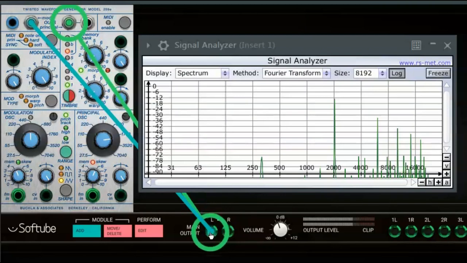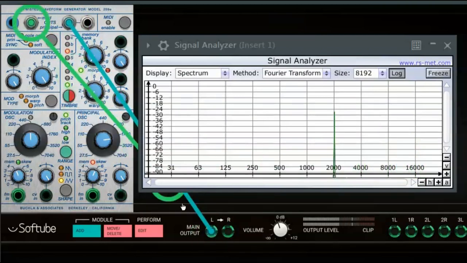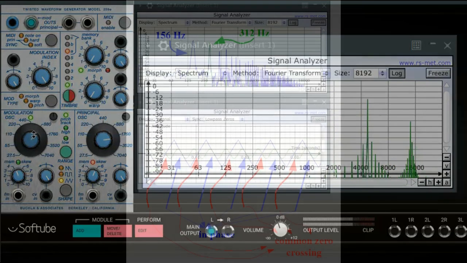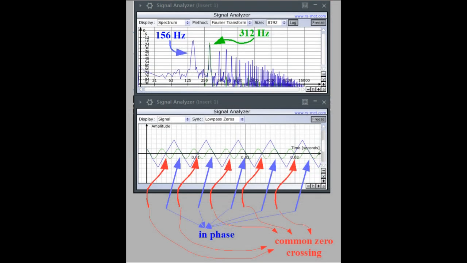Above the 440 Hz position, the modulation oscillator runs at a higher frequency than the principal oscillator, but follows all movements of the principal oscillator's frequency. The frequency of the sine wave is double the frequency of the modulation oscillator's wave, which is not a saw wave anymore, but a triangle wave.